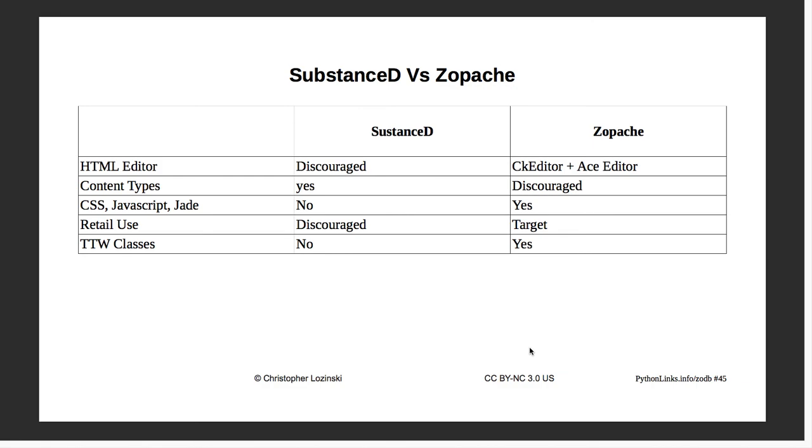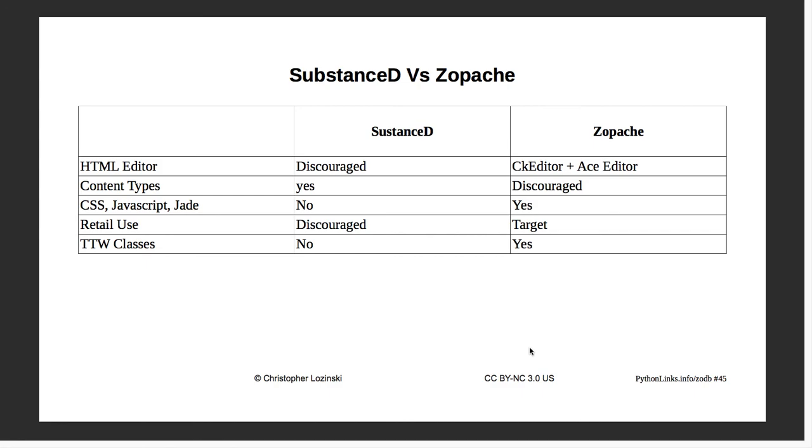The other thing that Substance D and Zopachi do differently is that with Substance D, large organizations want their whole website to look the same, so they discouraged using through-the-web HTML editors. With Zopachi, I'm much more concerned about bringing up a website quickly, with not only CK editor for WYSIWYG, but ACE editor, and all the CSS and JavaScript editors as well. It works brilliantly for a single website, single developer.